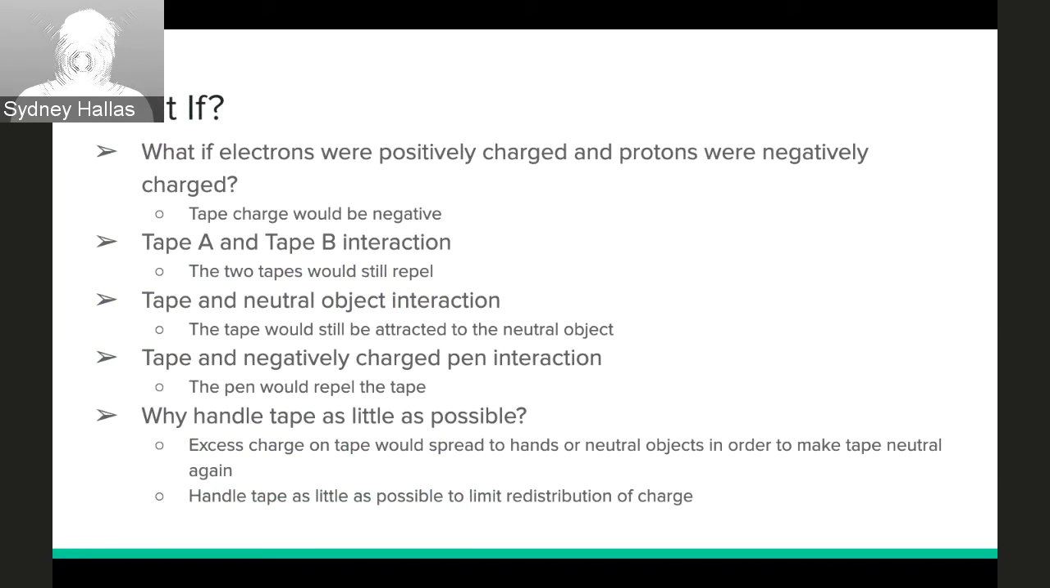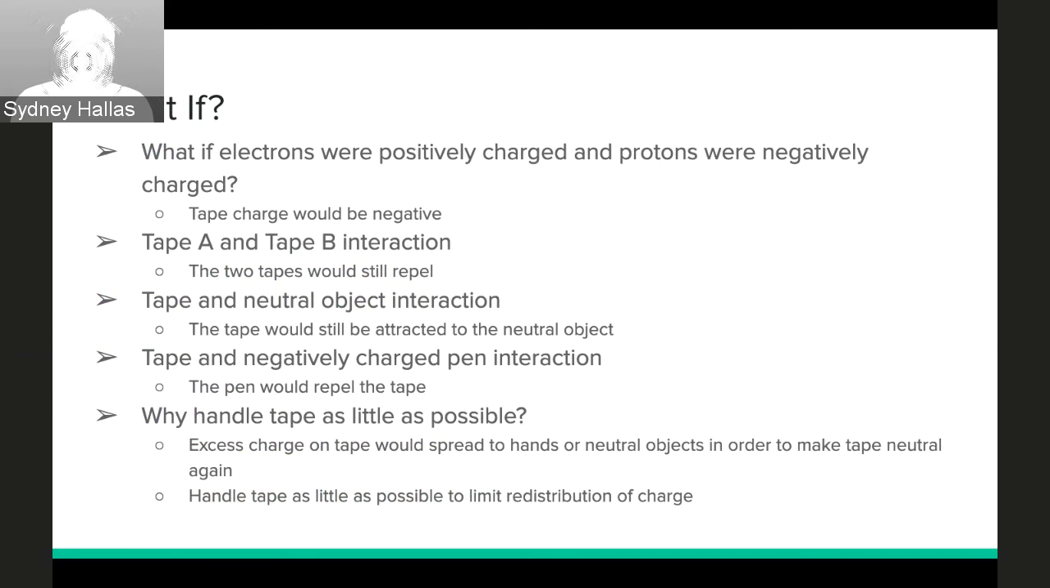The what-if scenario is: what if the electrons were positively charged and the protons were negatively charged? The tape charge would overall be negative. The tape A and tape B interaction would still be the same because they are both like charges and they would repel. The tape and the neutral object interaction would be the same because the tape would still be attracted to neutral objects since charged objects attract neutral objects.